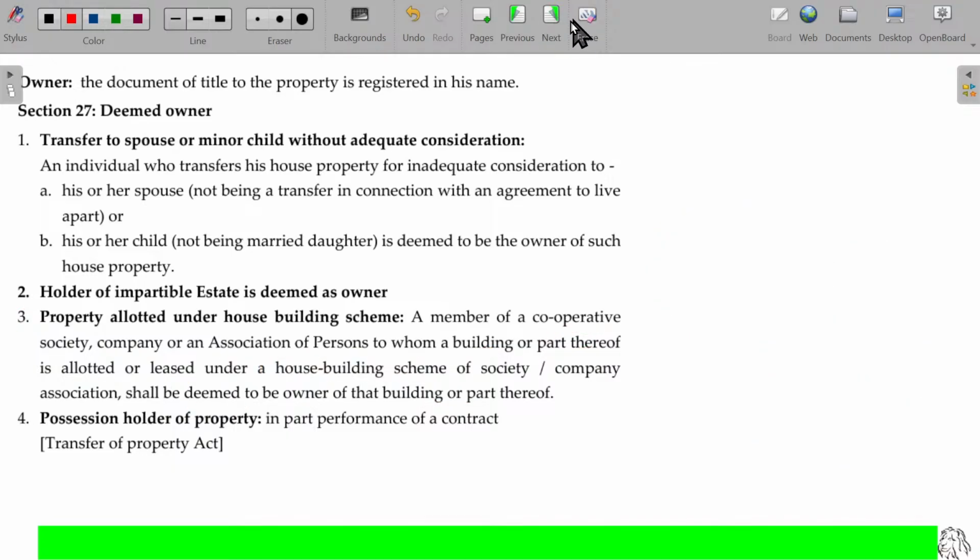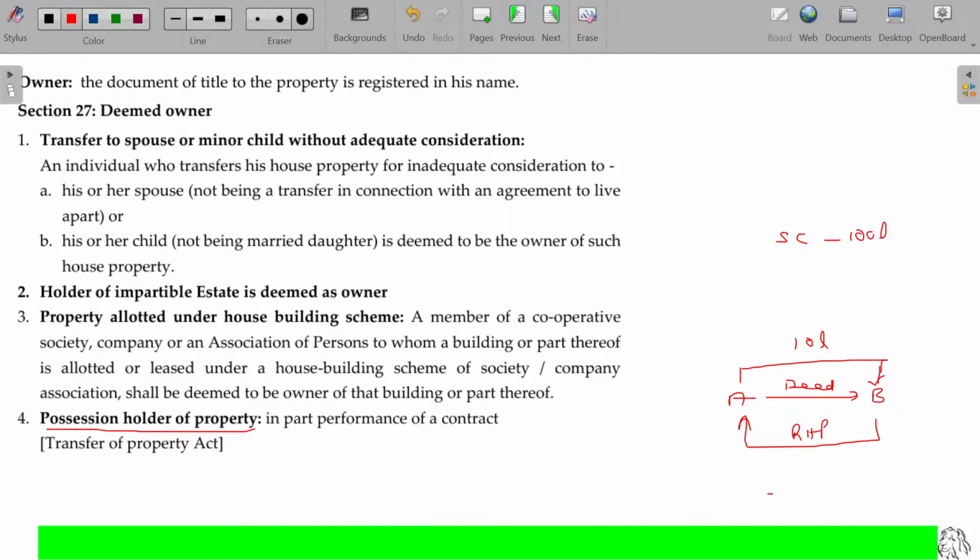Now, the fourth one, possession holder of the property. A, B. A has agreed to a sale consideration of the property being 100 lakhs. A has given 10 lakhs and accepts to give 90 lakhs later. A letter is given, a deed is signed to give the remaining 90 lakhs later on. B hands over the residential house property, the key of the residential house property, but registration pending. Is that okay?